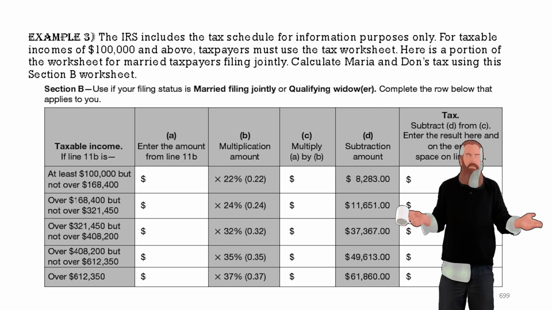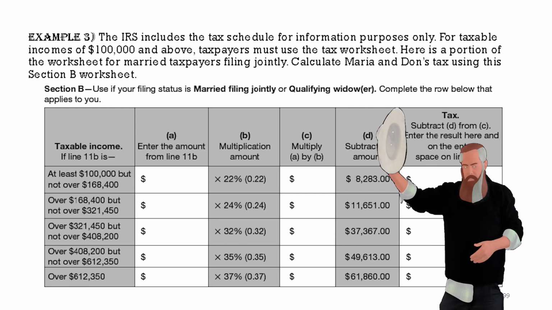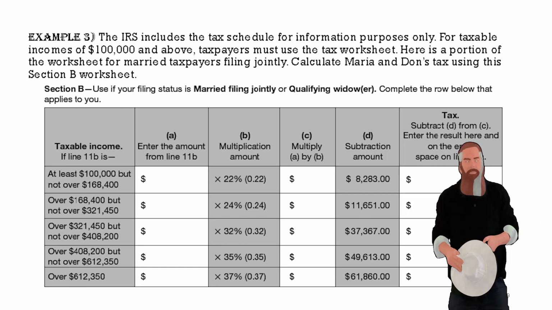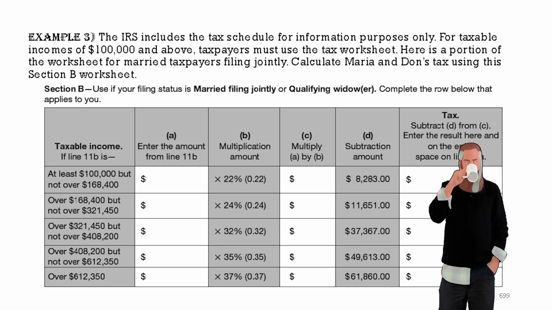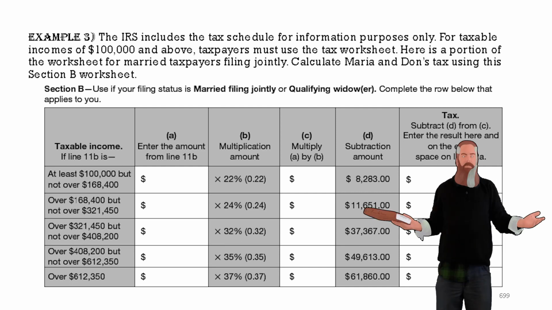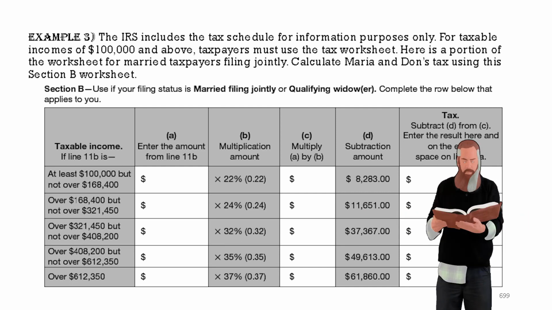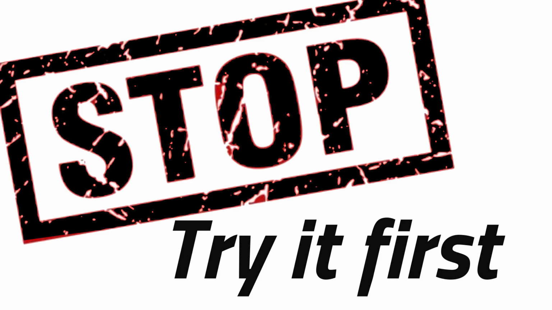The IRS includes a tax schedule for information purposes only. For taxable income of $100,000 and above, taxpayers must use the tax worksheet. Here is a portion of the worksheet for married taxpayers filing jointly. Calculate Maria and Don's tax using Section B worksheet.